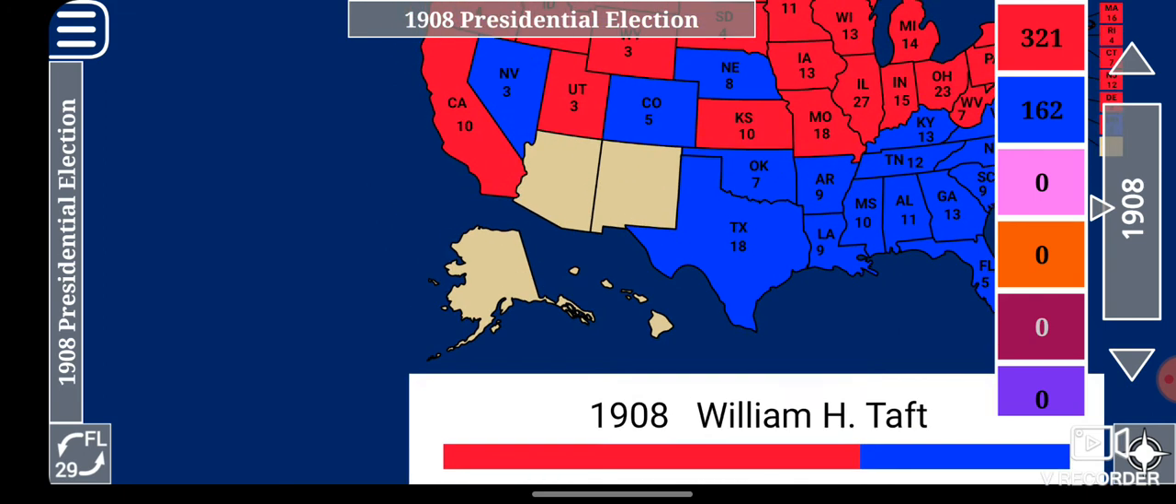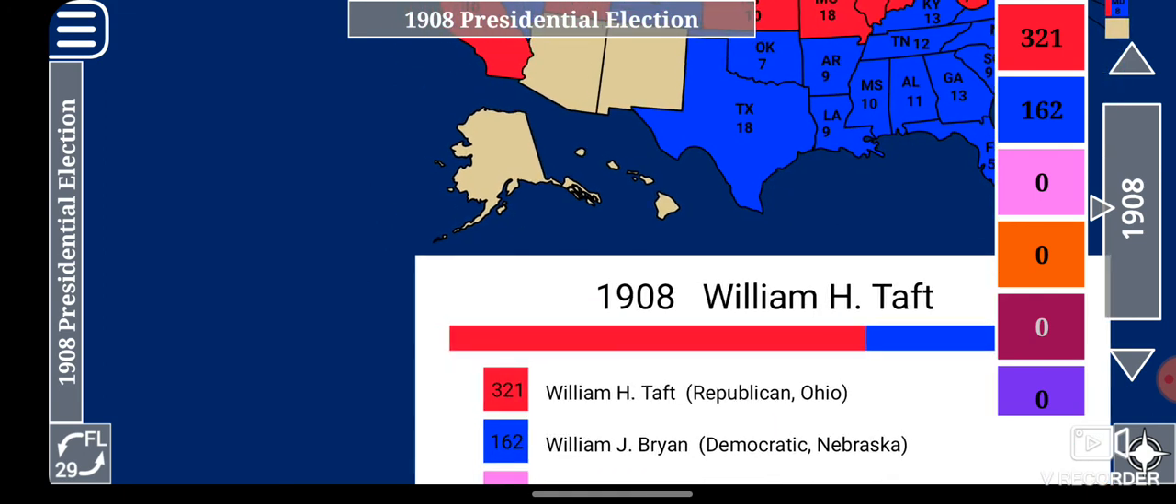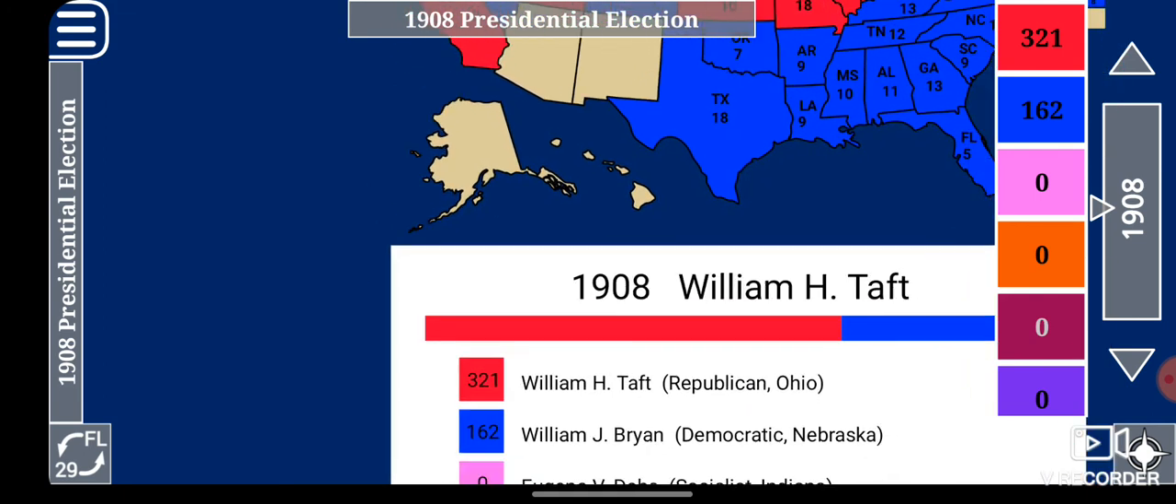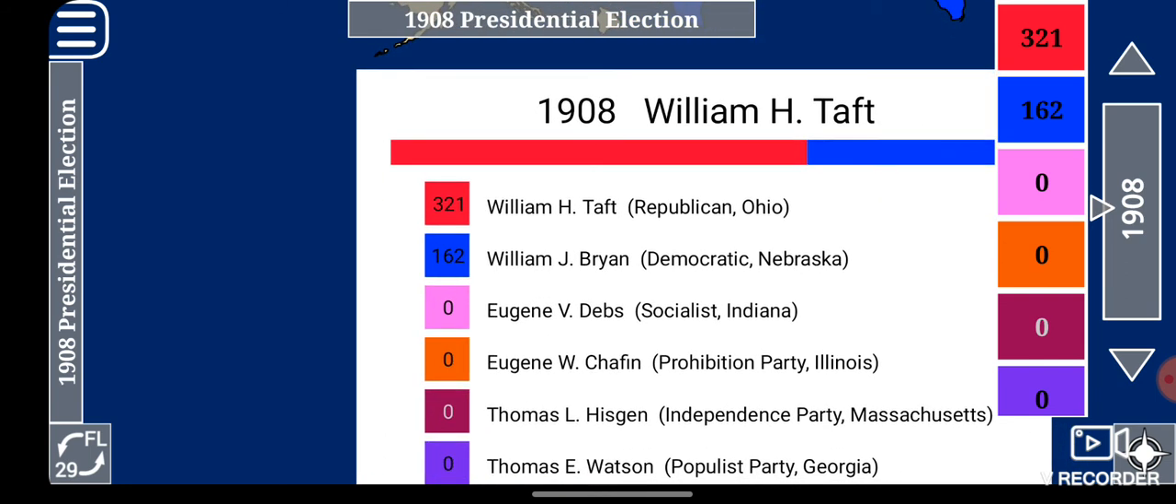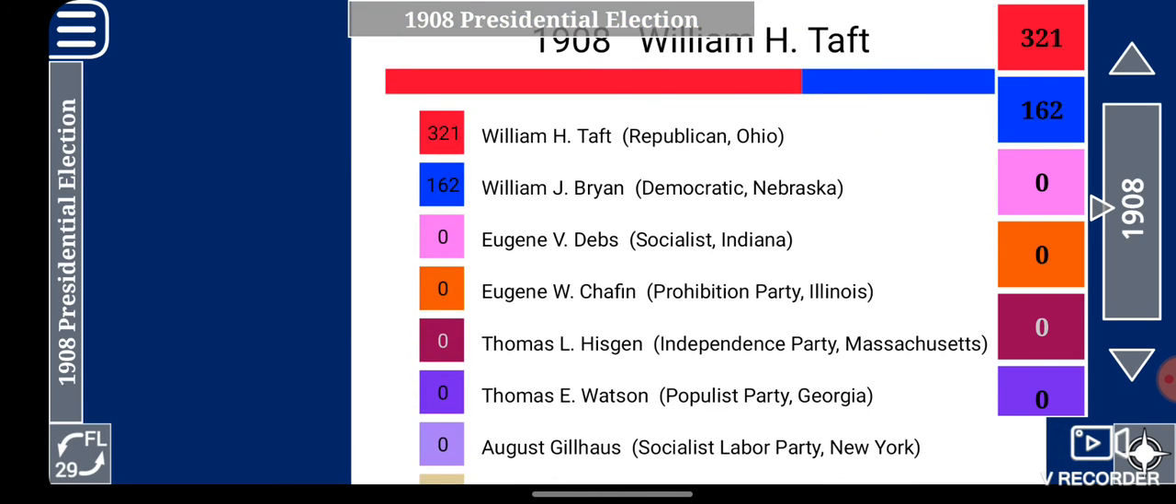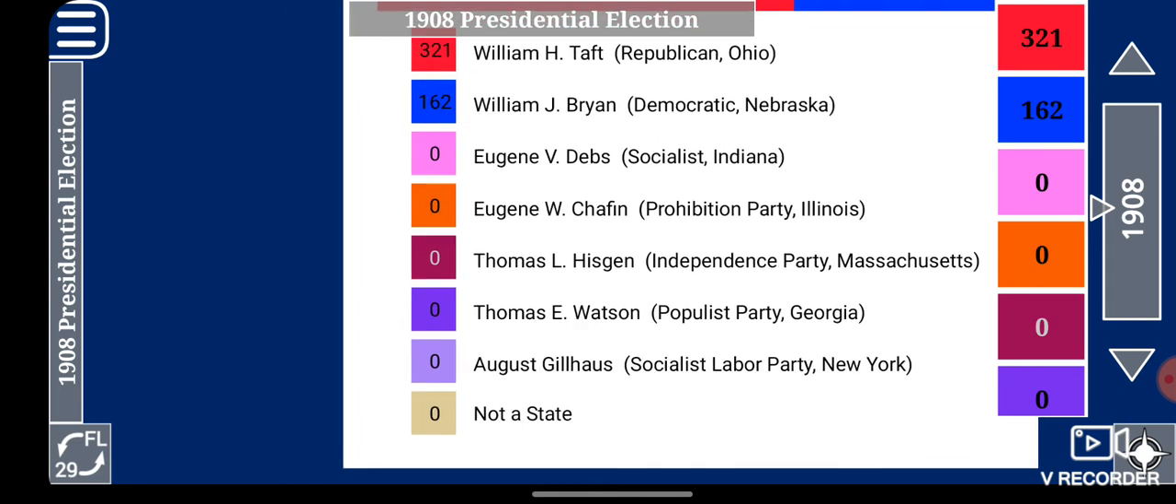Alright, so 1908, William Howard Taft. He was the biggest man in the presidency. I would not vote for him. Absolutely not. I would vote for William J. Bryan from Nebraska. I'd vote for him, either him or the Populist Party in Georgia. Either him or that.